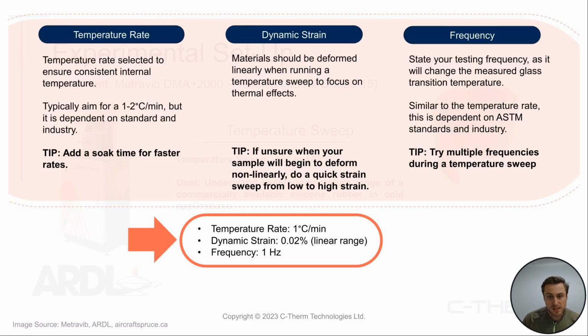And just a tip, something interesting to do, is to do multiple frequencies during a temperature sweep. A temperature sweep, like I said, takes a very long time to do. So what you can do with a Metravib DMA, for example, is run this temperature sweep while vibrating the material at different frequencies, and you can plot it. It'll give you more data using the same amount of time for analysis to really see the effect of frequency on your Tg, and it could give you vital information or understanding of your material at different frequency ranges.